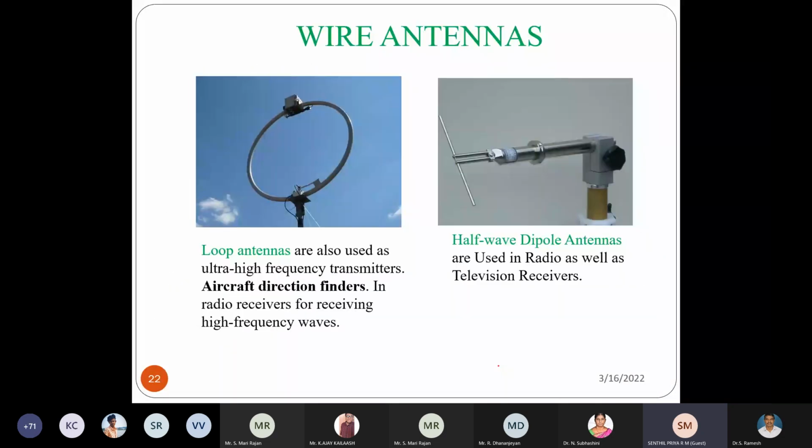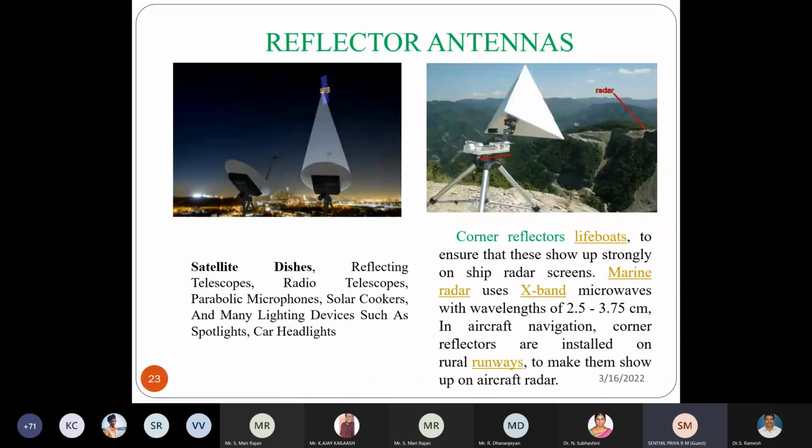Okay, so the antenna is a very, very important parameter in wireless. Without this, we are not going to communicate anything.